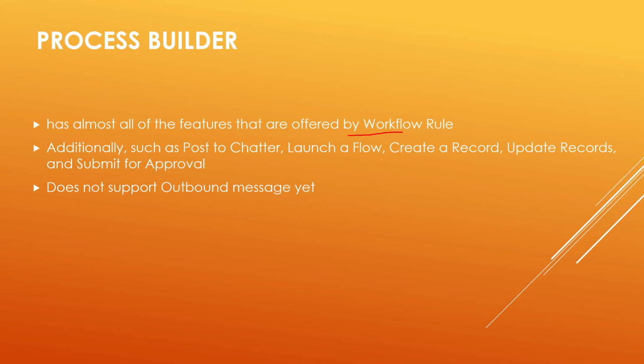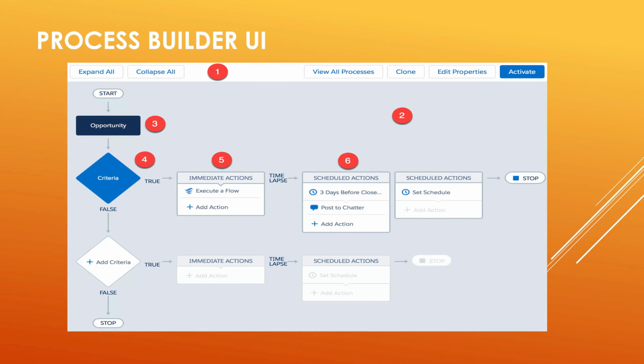which has almost all features of workflow rules except outbound message. Additionally, we have post to chatter, and we have the feature of launching a flow from a process. We can create records, related records, and we can update the records, submit for approval, and we can invoke my Apex classes also. Now let's see how this process builder looks like and what kind of things we can do in process builder.